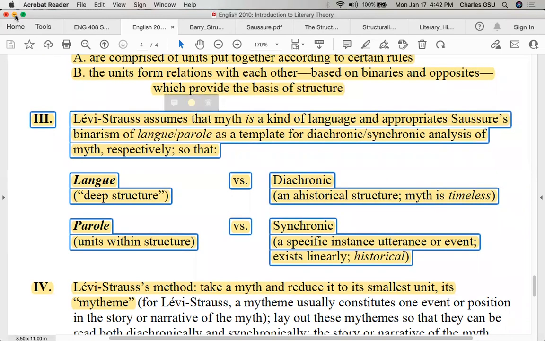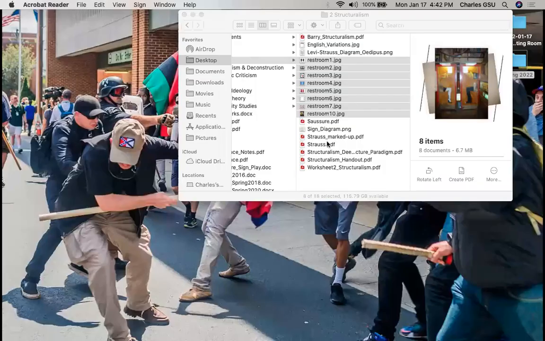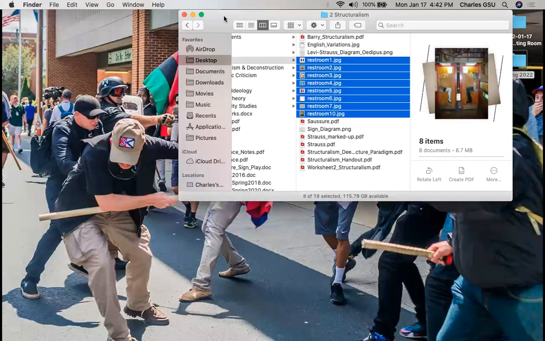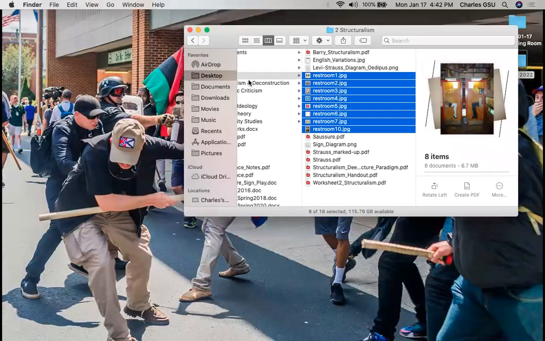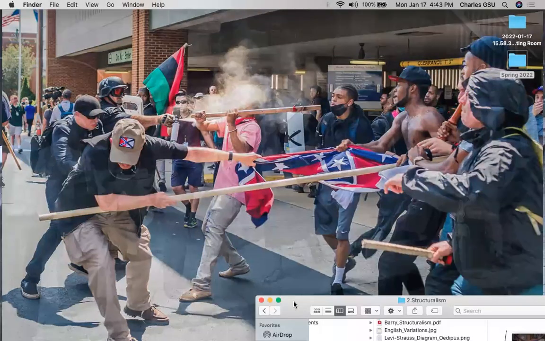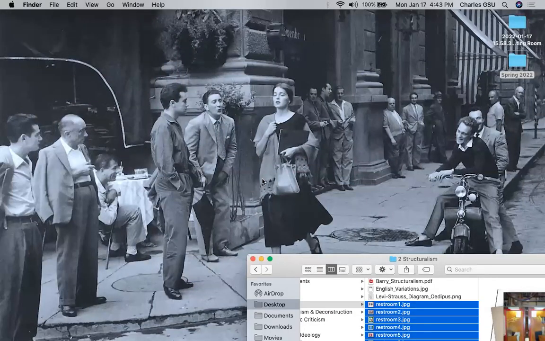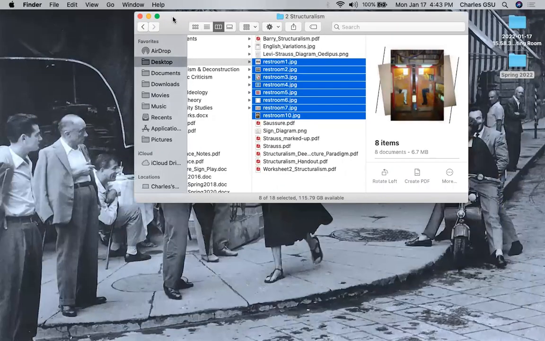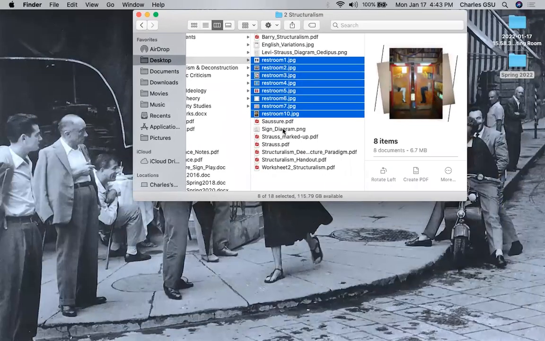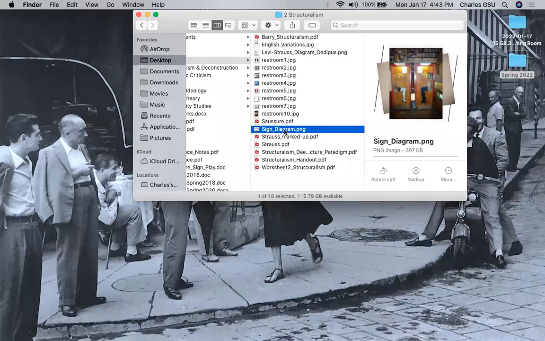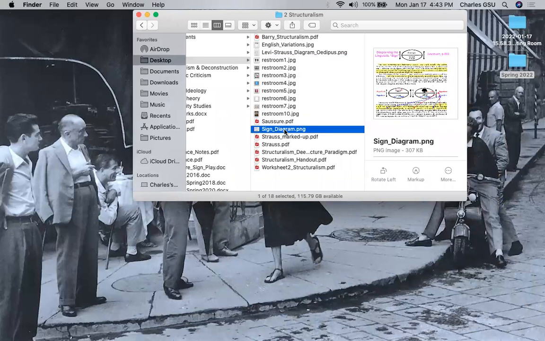So there's an image here of, where is it? In case you're wondering what the background screen is, I have rotating background images, and this is an image from Charlottesville. So where is it? So it's here.